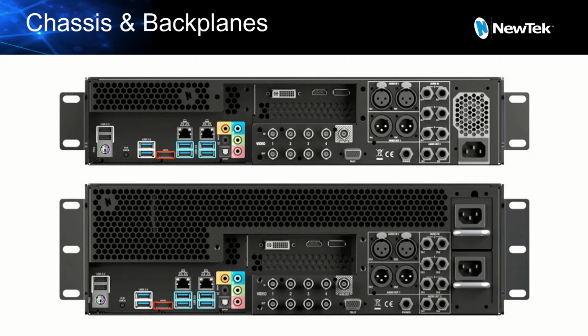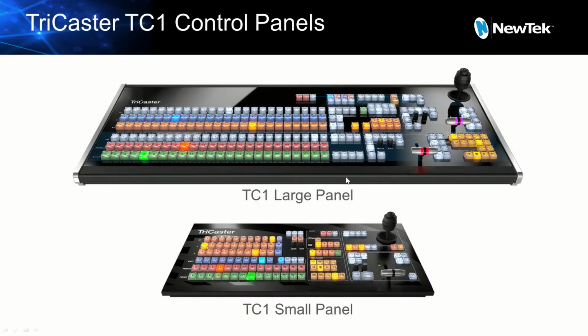So there's plenty of storage internally, but anything beyond that will be connected to one of these back ports to expand it. All right, we also have 2 new control surfaces that are designed to pair with the TriCaster TC1. The first is the TC1 LP, or large panel, and the second is the TC1 SP, or small panel.